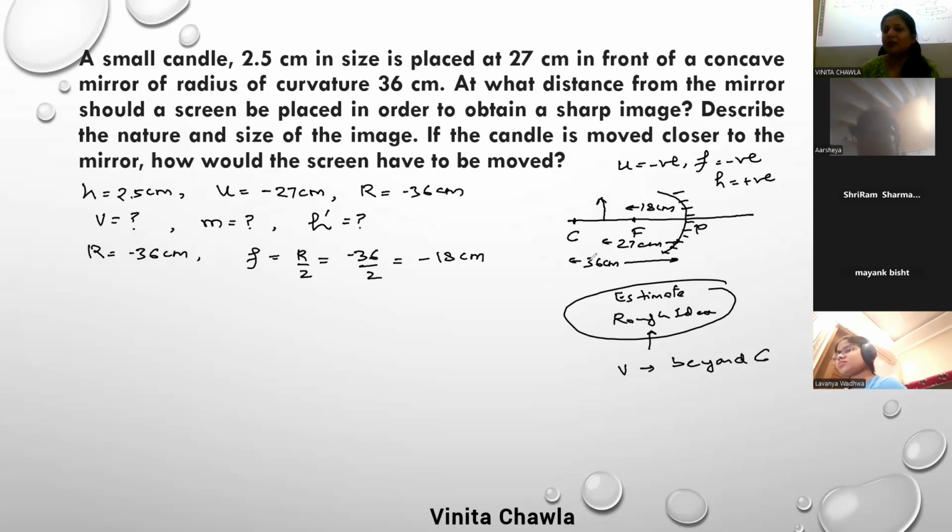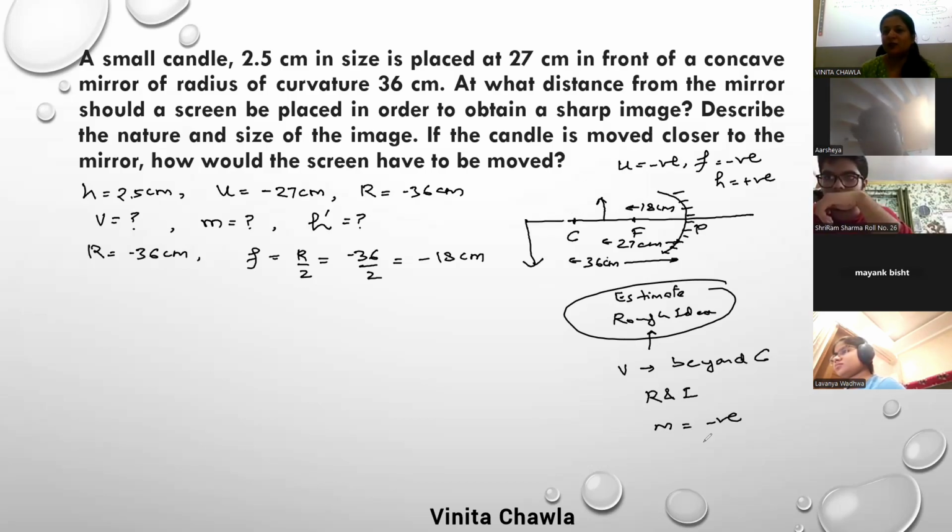Okay, so the answer should be greater than 36 centimeter in negative. And second, image formed is real and inverted, so m has to be negative. Second, because when we have object between focus and center of curvature, then image is beyond C and enlarged. So m is negative and mod m should be greater than 1. Okay, and another basic idea we get is that our h dash will be negative, and mod h dash will be greater than 2.5 centimeter. So this is an estimate, a rough idea from here.